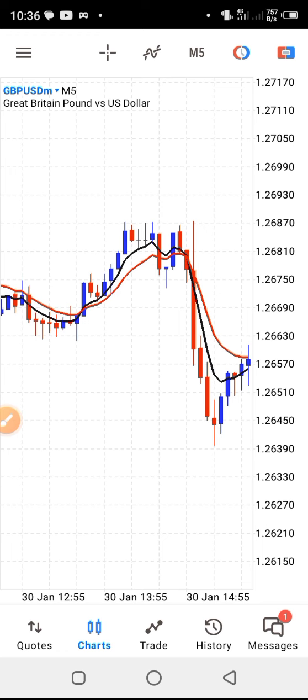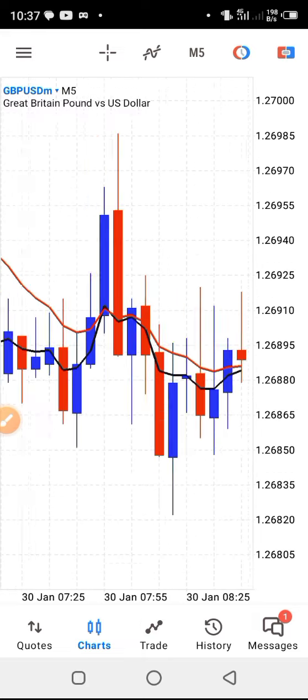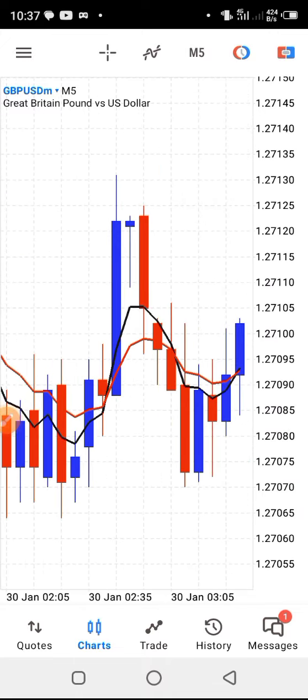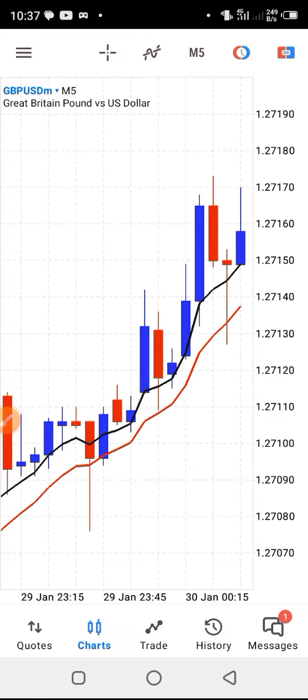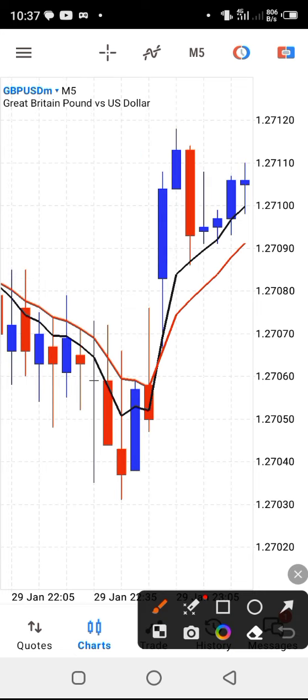So the black, which is your 5 period moving average, once it crosses the red, don't forget that the red is 10, once it crosses the red, you enter a buy position. So let's just look for examples. If it crosses and goes above, you're looking for buy. If it crosses and goes below, you're going to be selling. So you can see what happened here. Right here, the black crossed and went over the red.